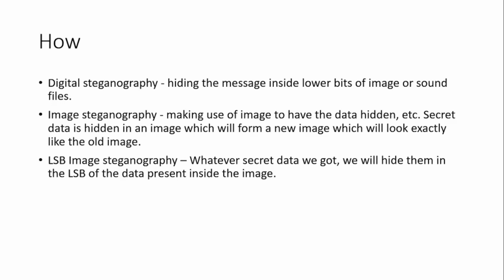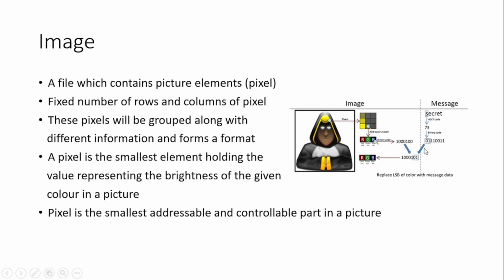So, coming to that part, we are doing digital steganography, and specifically LSB image steganography. Whatever secret data we have, we hide it in the LSB of the data present inside the image. We modify the LSB bit of the data inside the image and encode the secret data, and we decode it accordingly. Now, about images: an image is a file which contains pixels.